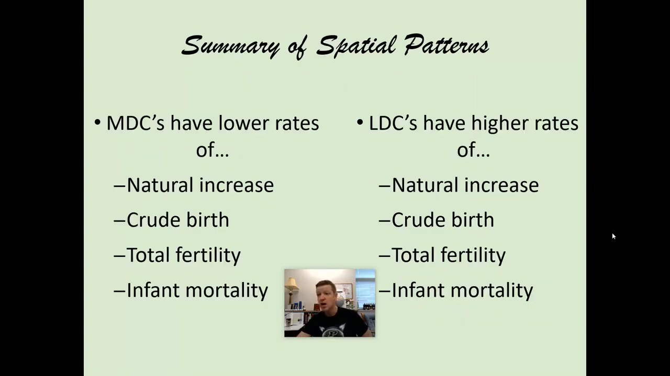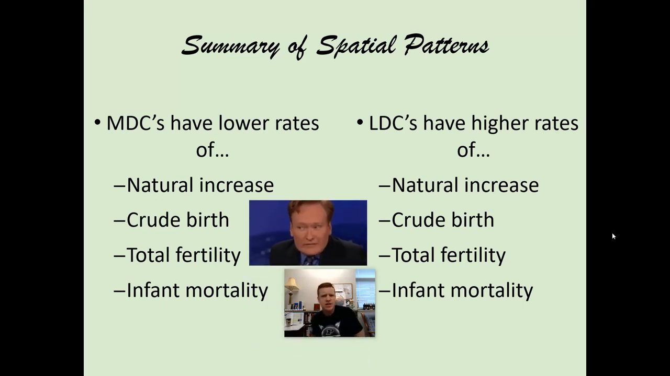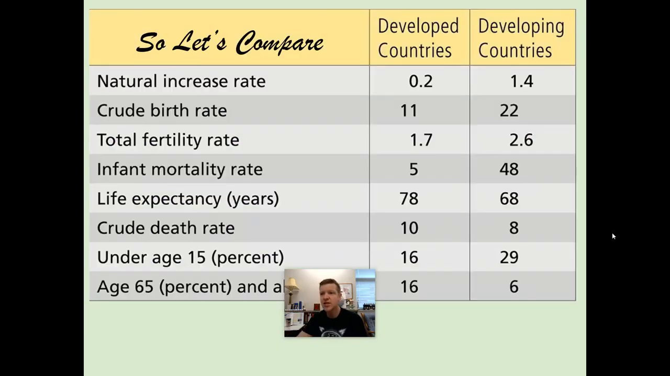I think we shall. Coming off the heels of Key Issue 2.2, I think I've got a pretty good handle on MDCs and LDCs in terms of things like natural increase rates, crude birth rates, total fertility rates, infant mortality rates, right? More developed countries tend to have lower natural increase rates, lower CBRs, lower TFRs, lower IMRs. But actually, what's really crazy is the death rate doesn't follow the same pattern.